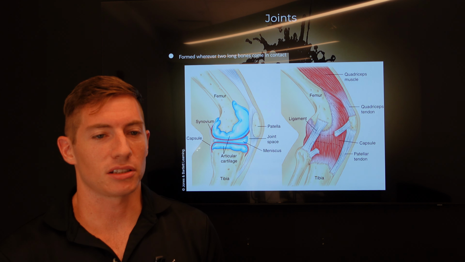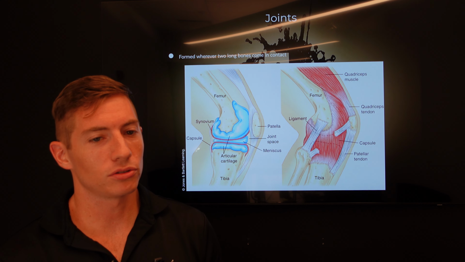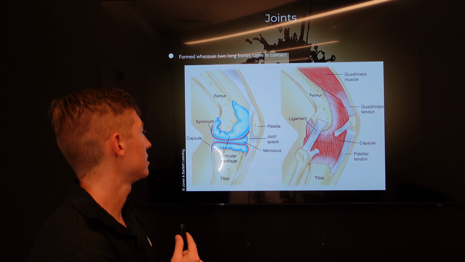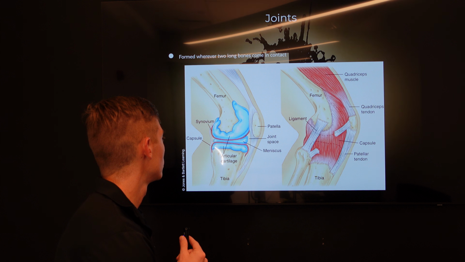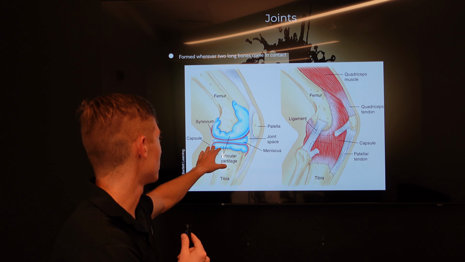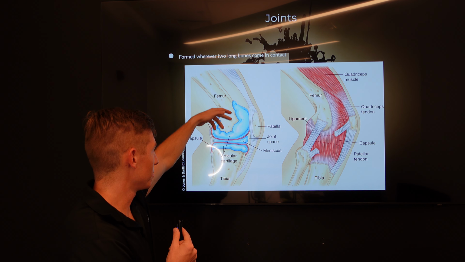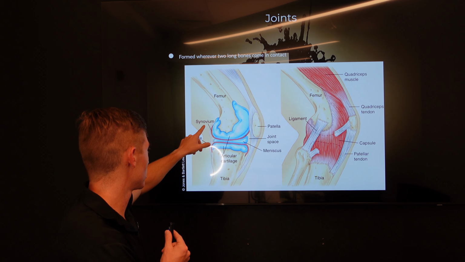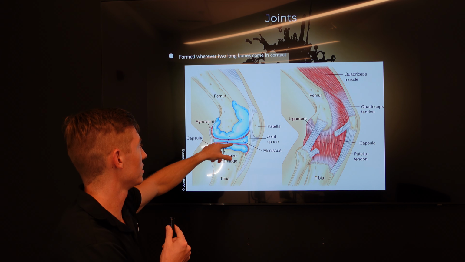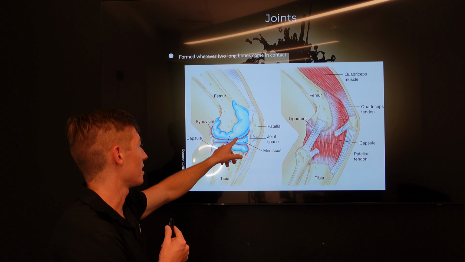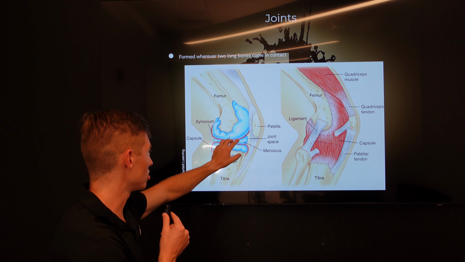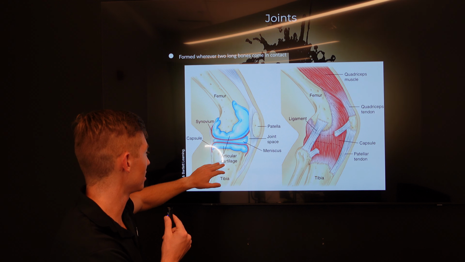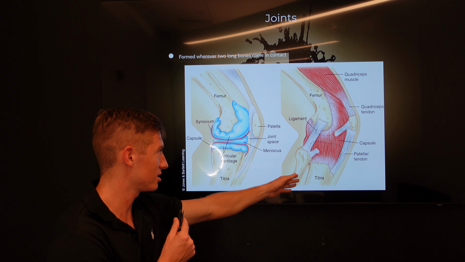Joints, or articulations, are formed whenever two bones come into contact. So these are your joints. Here we go. All right, so your femur, that's obvious. Patella, we know where that is. This is new: synovium, like synovial fluid. Joint space, meniscus, all of this is right here. Articular cartilage, and then we know where the tibia is.